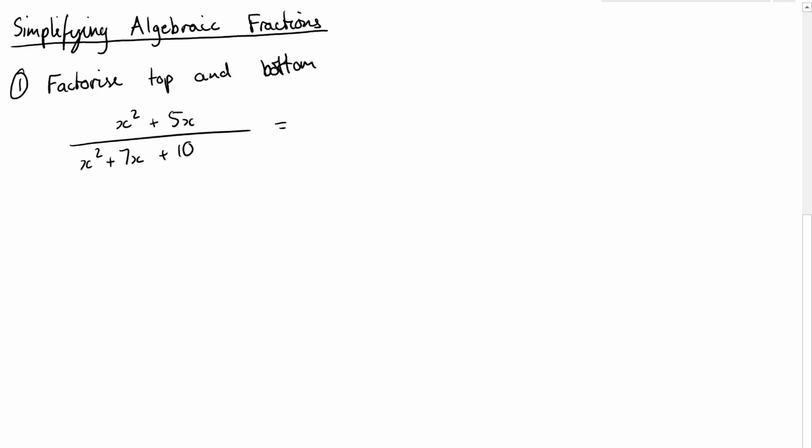So in this case, on the top, in order to factorize this, I can take an x out of both of them, and it leaves me with x and x plus 5. And on the bottom, I'm looking for two numbers that multiply to give me 10, but add to give me 7. So that's going to be 5 and 2. So this is going to become x plus 5, x plus 2.